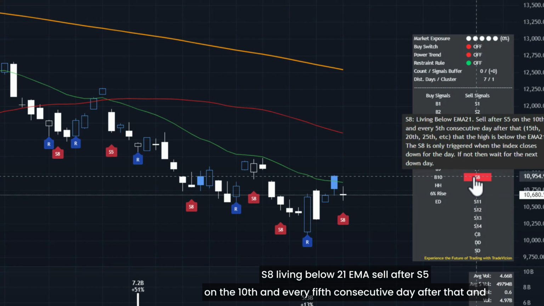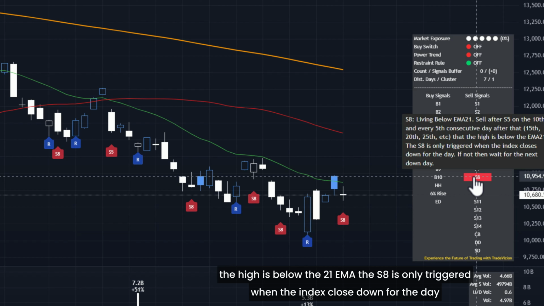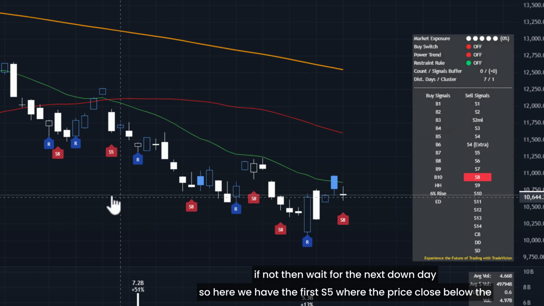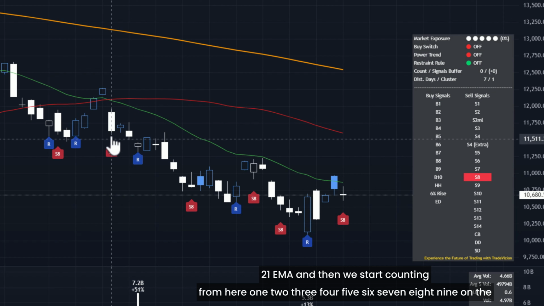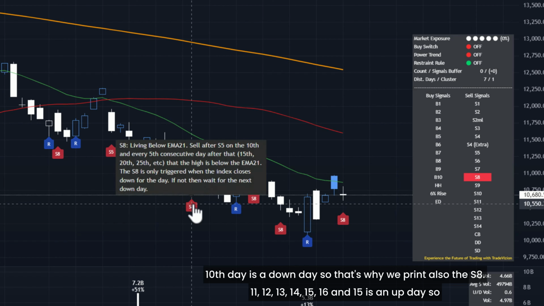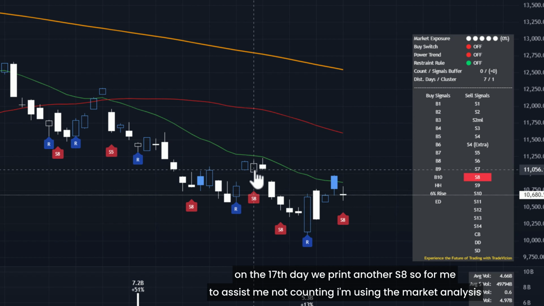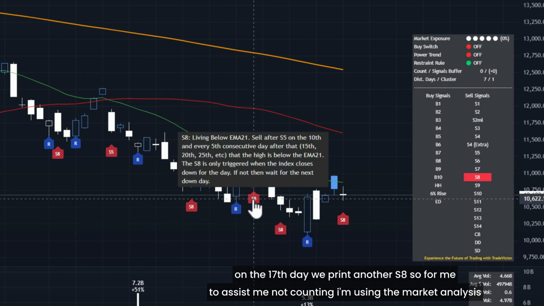S8, leaving below 21 EMA. Sell after S5 on the 10th and every 5th consecutive day after that, when the high is below the 21 EMA. The S8 is only triggered when the index closed down for the day. If not, then wait for the next down day. So here we have the first S5 where the price closed below the 21 EMA, and if we start counting from here, 1, 2, 3, 4, 5, 6, 7, 8, 9. The 10th day is a down day, so that's why we print the S8. 11, 12, 13, 14, 15, 16, and 15 is an up day, so on the 17th day we print another S8.